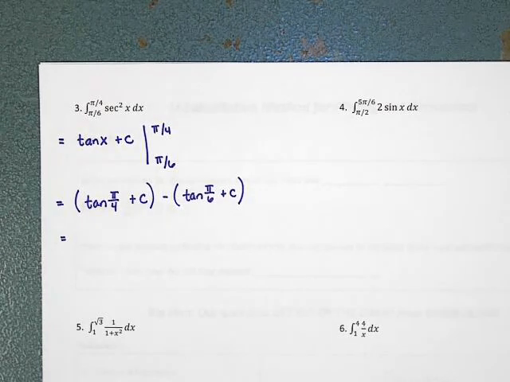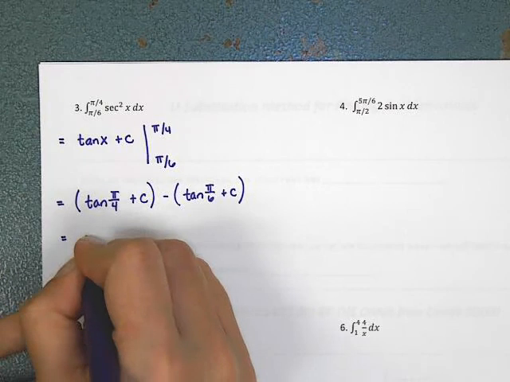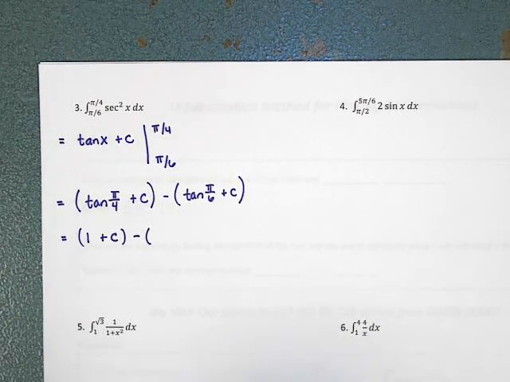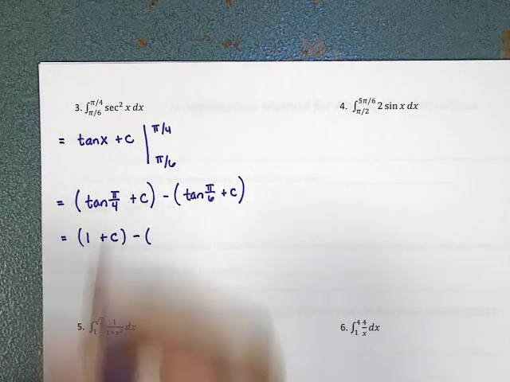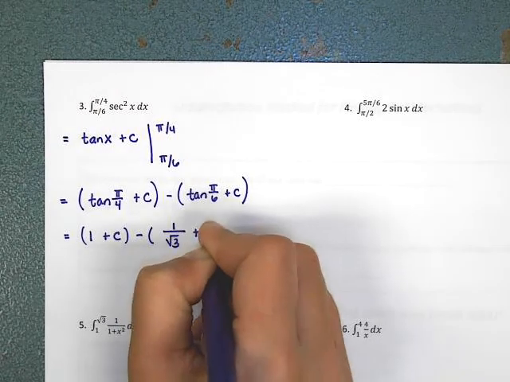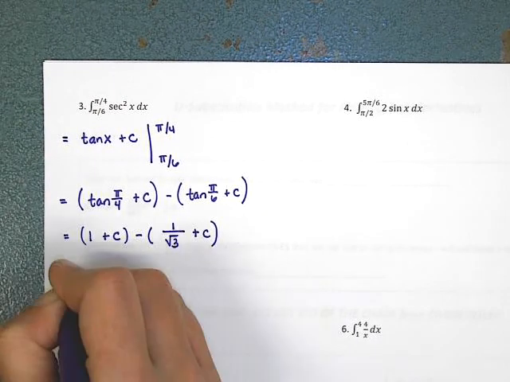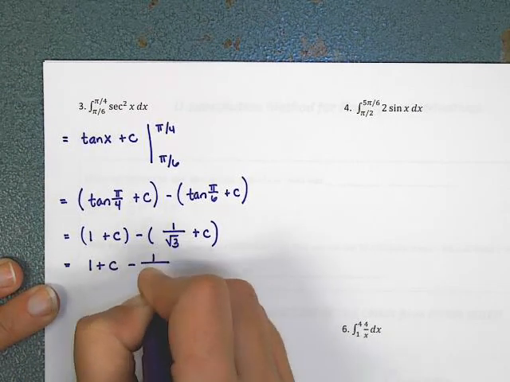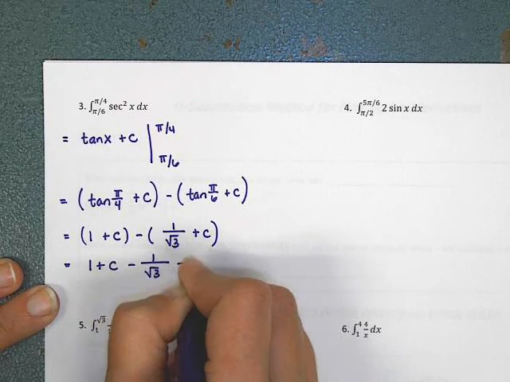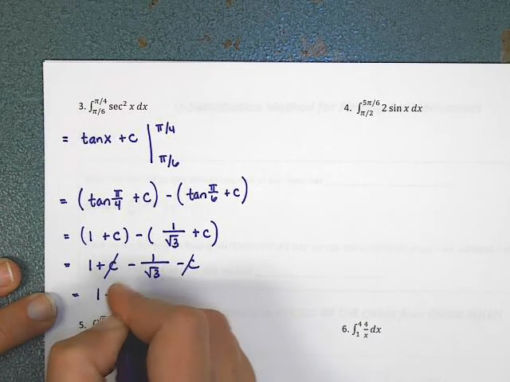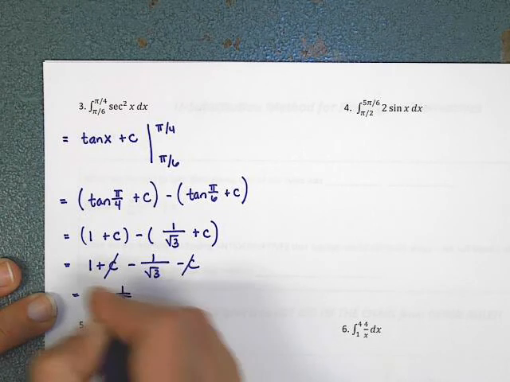Tangent of pi over 4, if you think about the unit circle, is just 1 plus c minus tangent of pi over 6, if you think about the unit circle, is 1 over root 3 plus c. If I distribute that negative, I have 1 plus c minus 1 over root 3 minus c. So the c's canceled, and I get 1 minus 1 over root 3 as my answer.